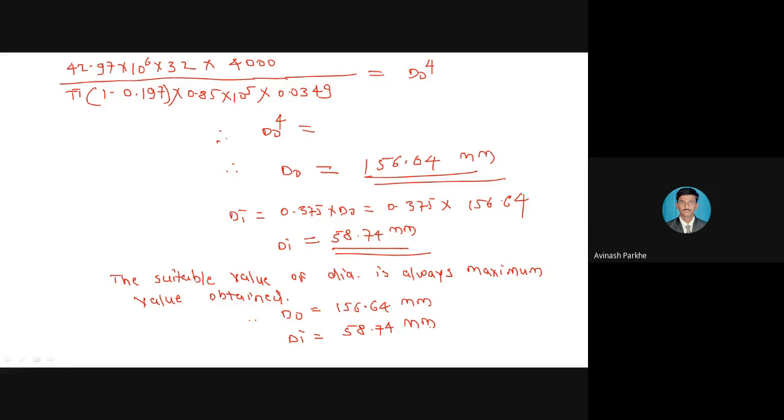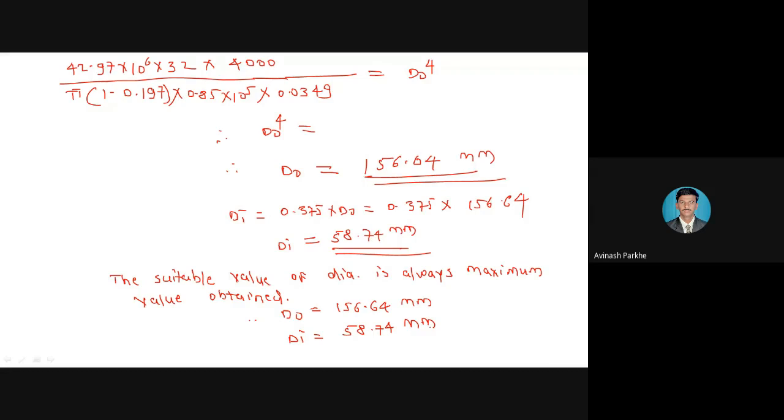Due to that maximum diameter, your area becomes maximum, which means whatever shear stresses are induced are less. In addition, the maximum torque and the maximum power are transmitted due to that maximum diameter. Therefore, whenever you get two answers, by using the shear stress you will get the diameter, and by using the angle of twist also you will get the diameter. Out of that, we have to consider the maximum value only.